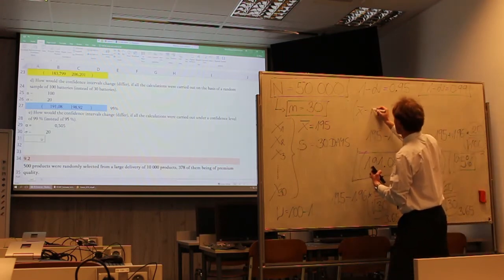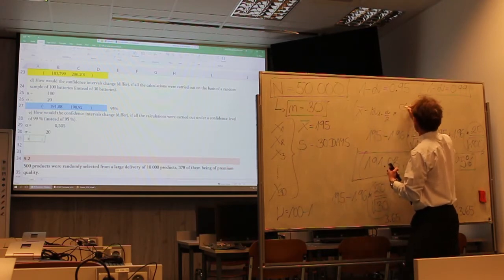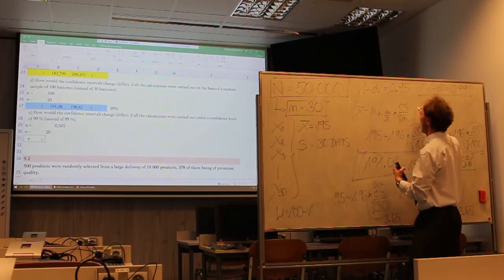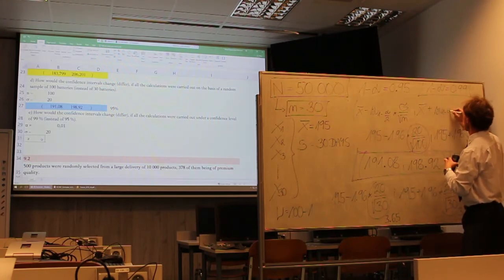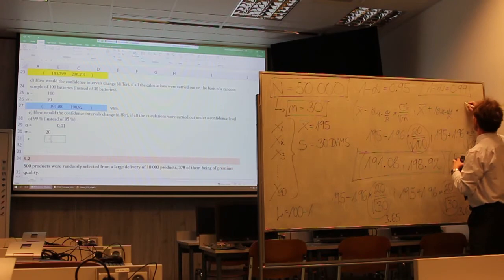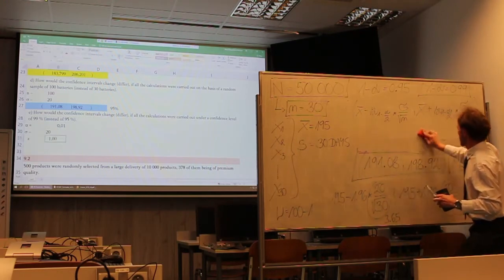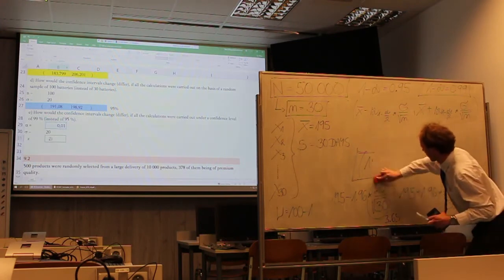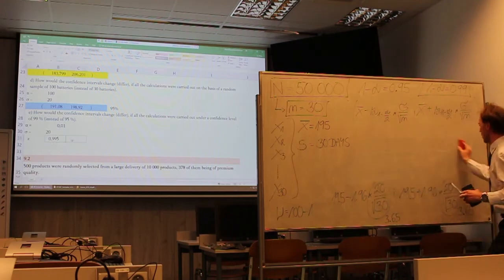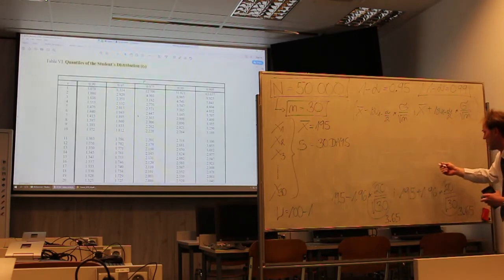X with stripe minus z 1 minus alpha divided by 2 times sigma divided by square root of n, and on the right side x with stripe plus z 1 minus alpha divided by 2 times sigma divided by square root of n. So this is our confidence interval. I will delete this part from the whiteboard, and I will rewrite this result, which was written here.